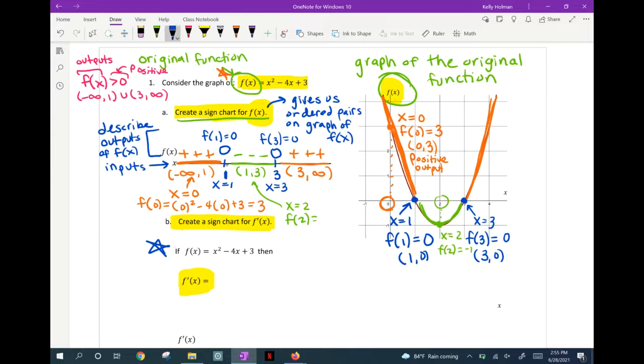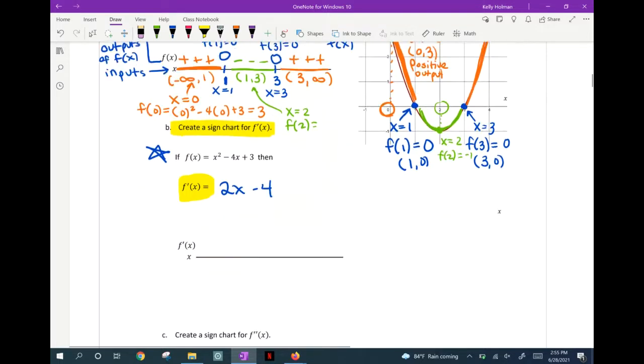So just do your power rule. The derivative of x squared is 2x. The derivative of 4x is 4, so I'm subtracting 4. And the derivative of a constant is 0, so we don't really need to write that. So I did that fast. You should know power rule by now. And now we're going to create a sign chart to describe this, and then we'll connect it back to the graph in a sec. First, let's do the sign chart.